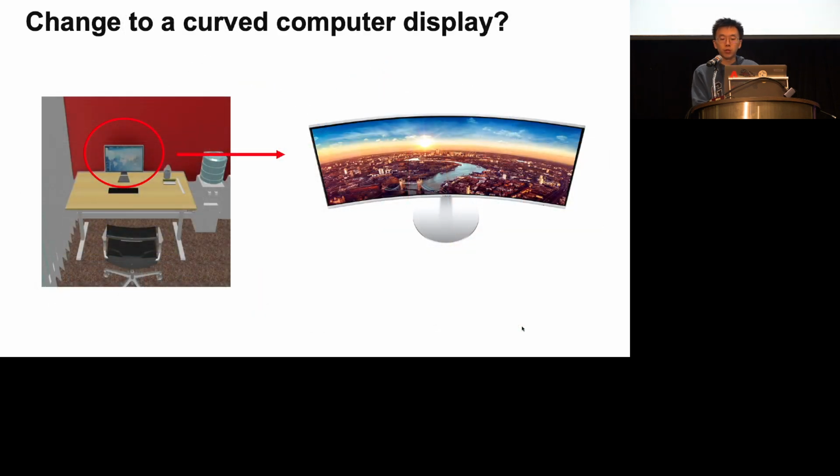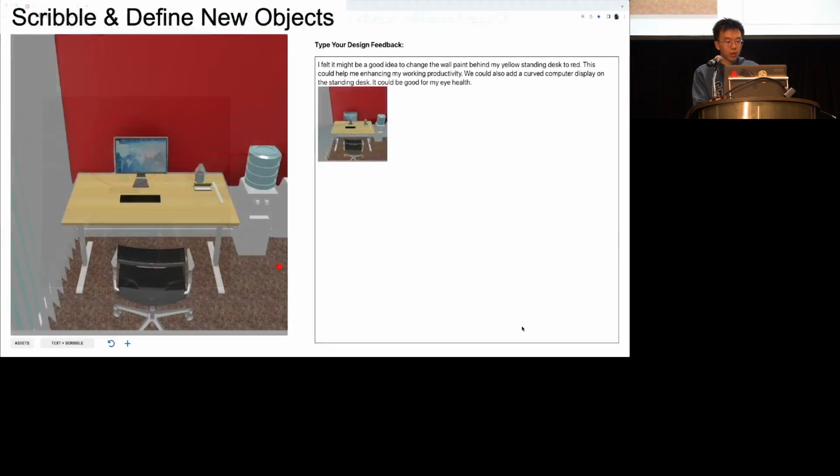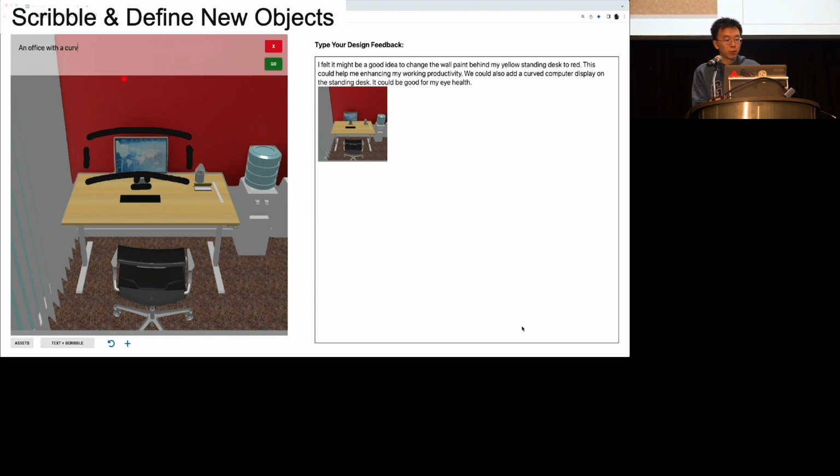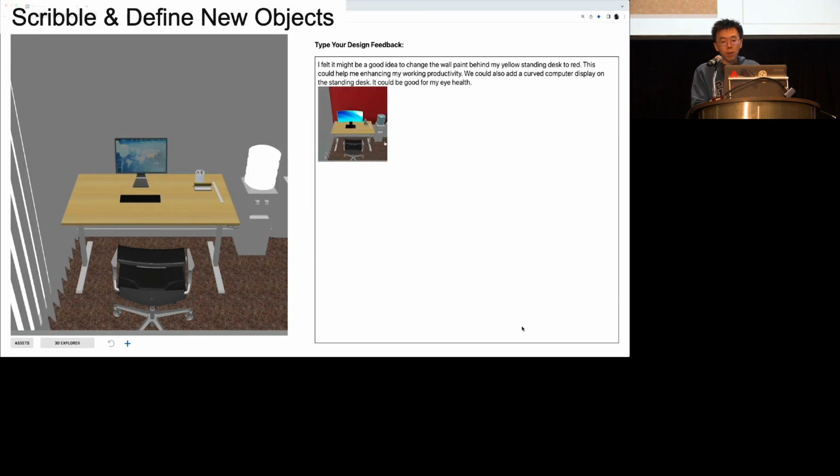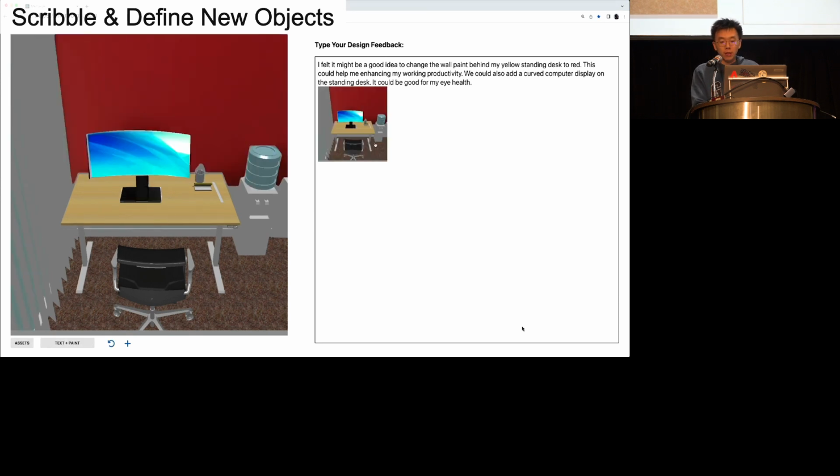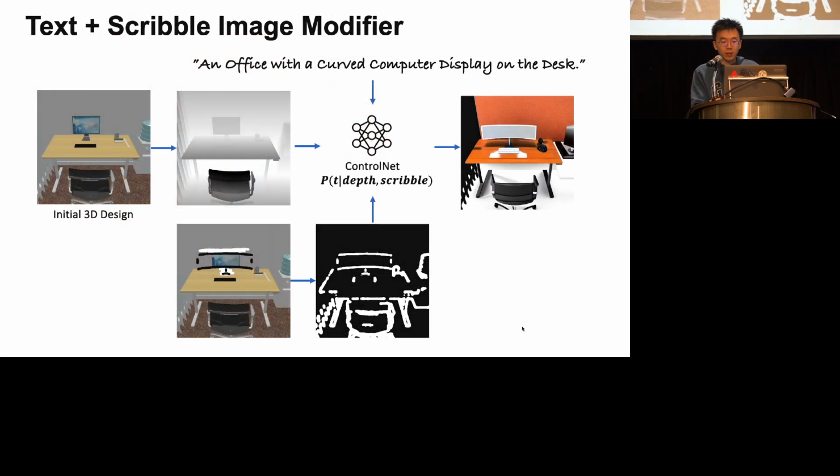MemoVis can also support more complicated comments, such as change the current computer display to a curved one. To realize this, feedback providers can quickly draw the rough shape of the display, describe it with a text prompt, and then hit OK. Now, MemoVis can smartly generate the reference images with a nice curved computer display. To realize this, we first use ControlNet to generate the synthesized images conditioned on both depth and scribble input.